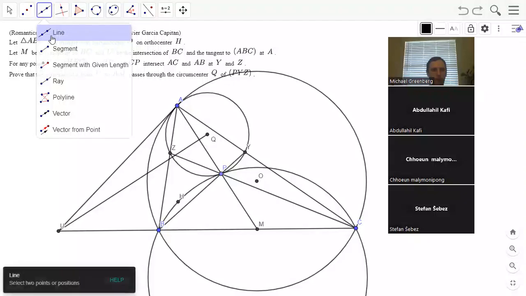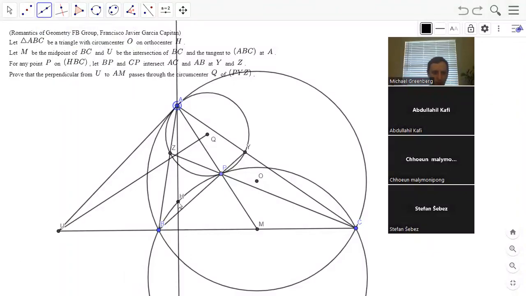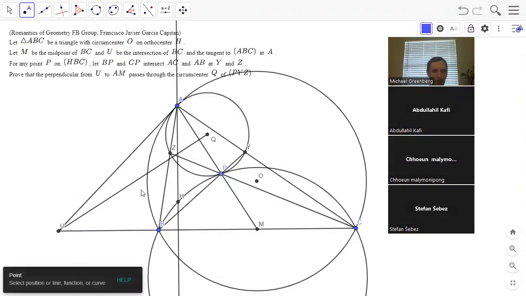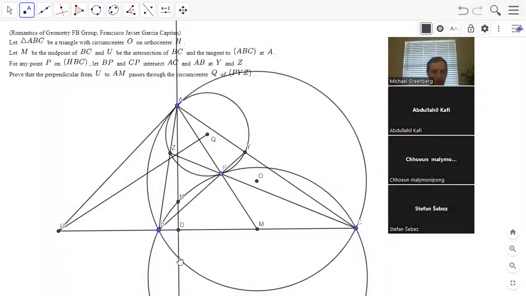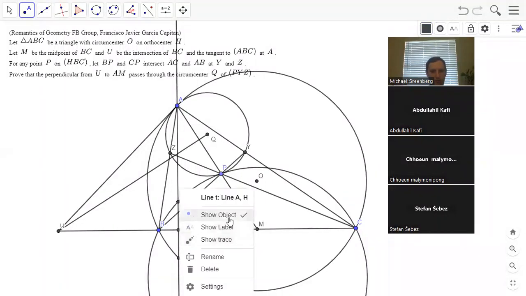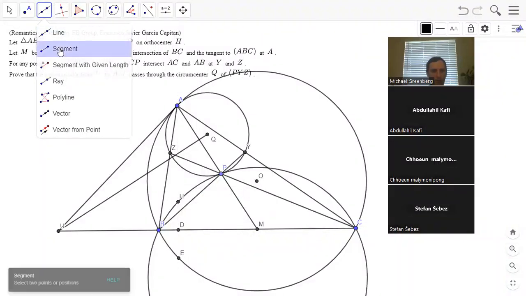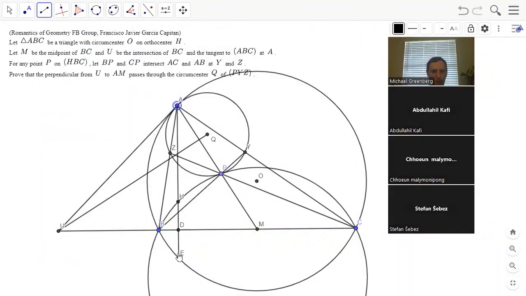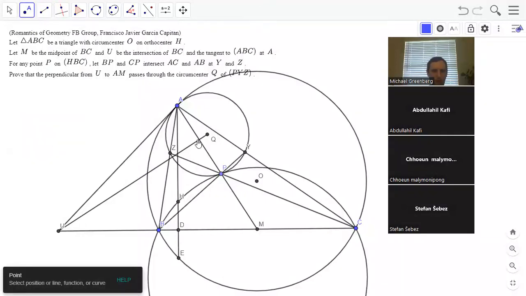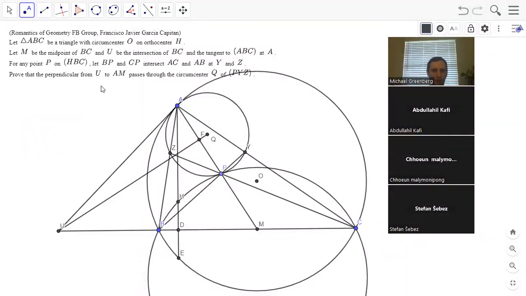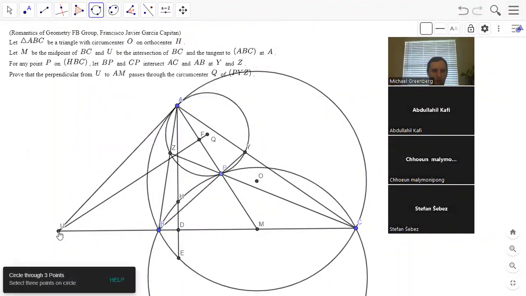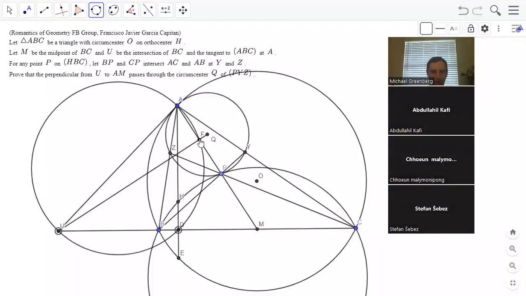So we could try drawing the foot of the altitude from A. Maybe I'll draw both these two points. If the problem was true, then we'd have a cyclic quadrilateral, right? So this would be the orthocenter. I don't know if this helps, but I'm just checking. All right, I'm going to delete that.